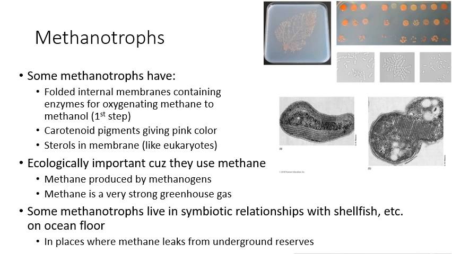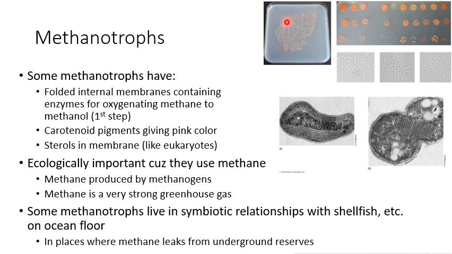Focusing in on the methanotrophs, a lot of methanotrophs are going to have those membrane invaginations that have enzymes that they need for methanotrophy. Specifically, those enzymes are needed to oxygenate methane, which produces methanol, which is the first step in using methane as an energy source. So here you can see a couple different arrangements of those folded internal membranes that methanotrophs have. A lot of them will also have carotenoid pigments that make them look pink.